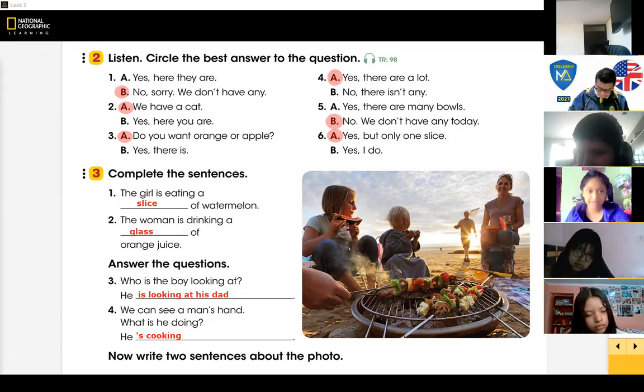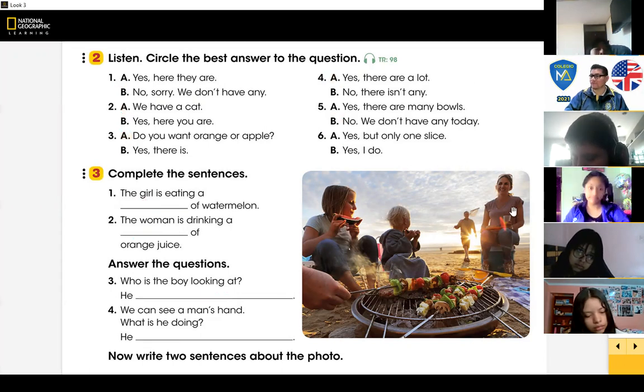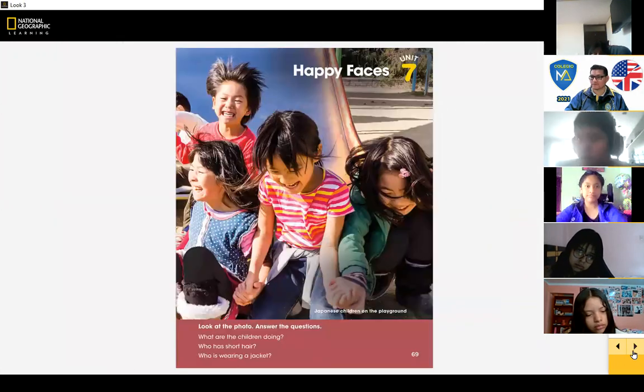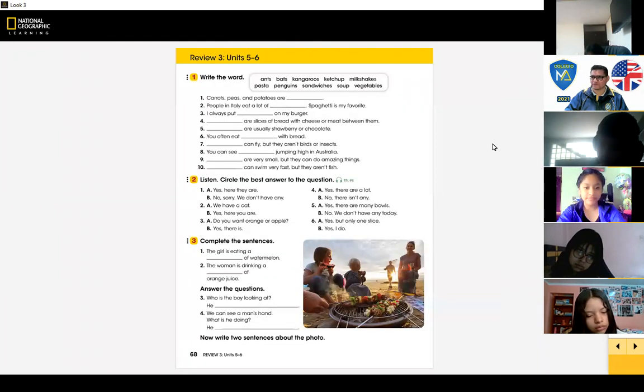Teacher, time o'clock. Yes, the time is over. And now I think we finished the student's book, right? This is the last part of the student's book. We're going to continue the next class, students.